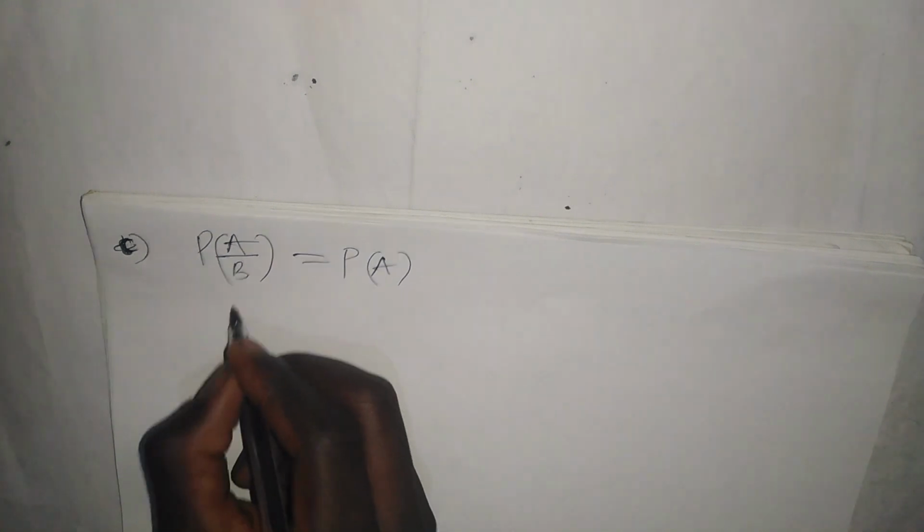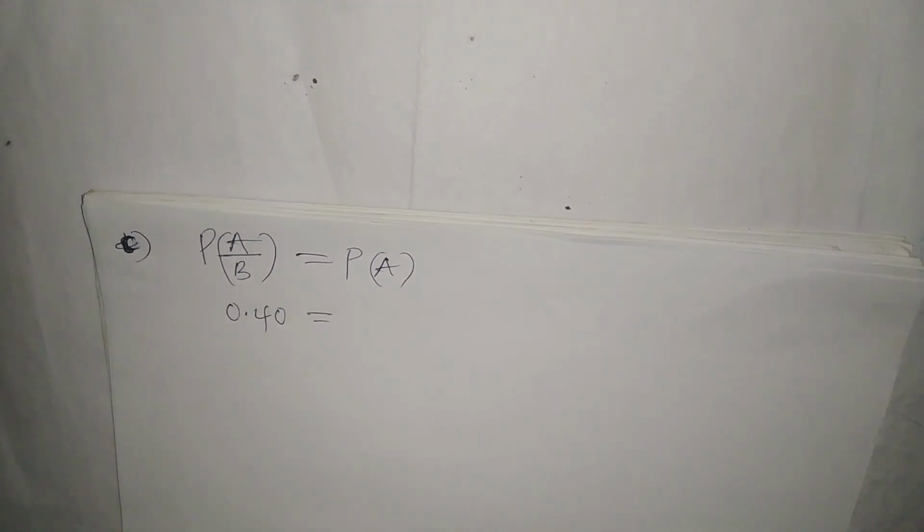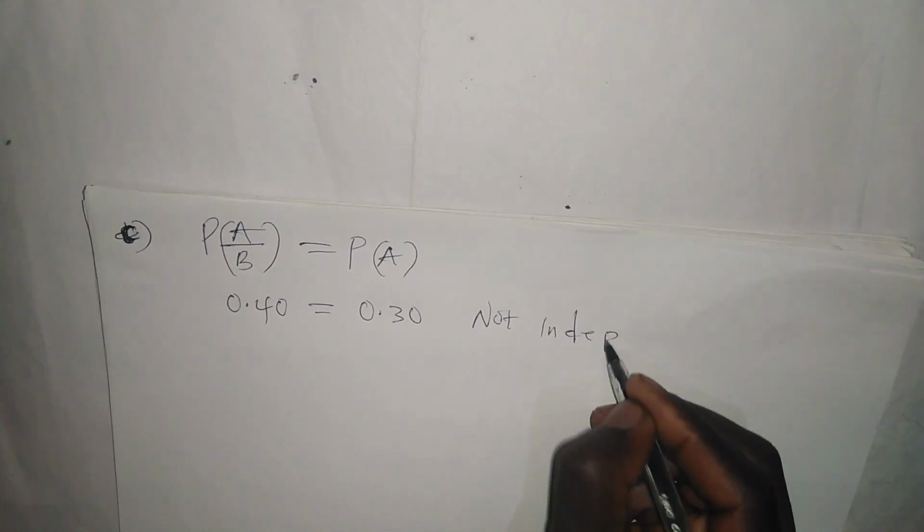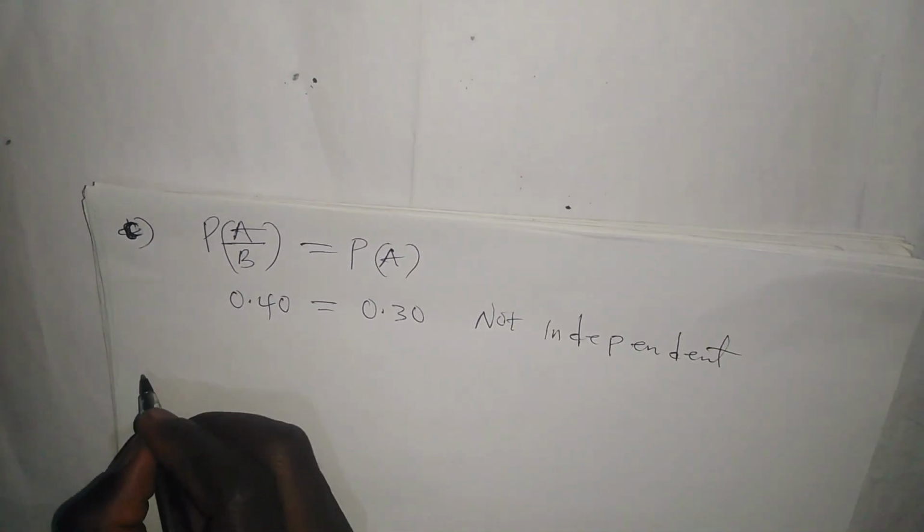Let's take question C. Question C says, are the two events independent? So this is the requirement for events to be independent. We have the probability of A given B must be equal to the probability of A for the events to be independent. So the probability of A given B, we know that to be 0.4, and the probability of A, we know that to be 0.3. So therefore, since the probability of A given B is not equal to the probability of A, these events are not independent.